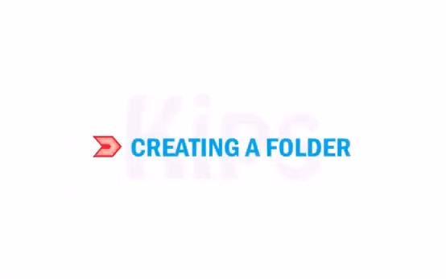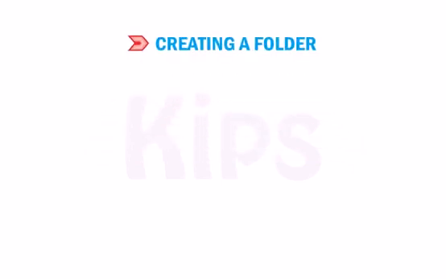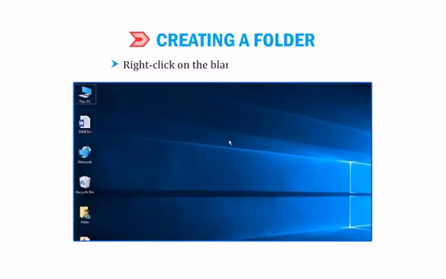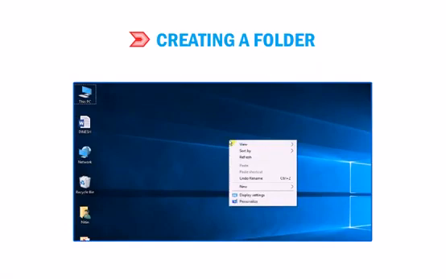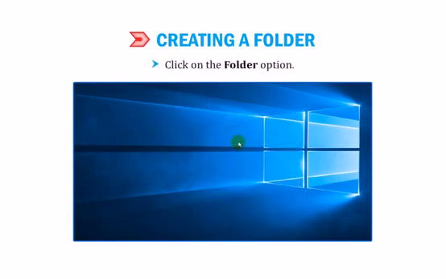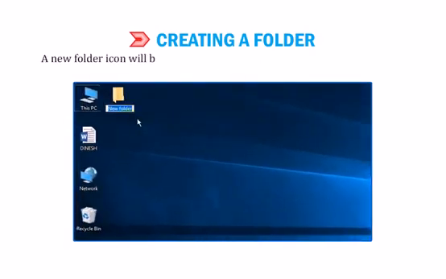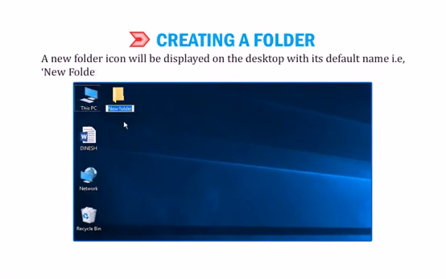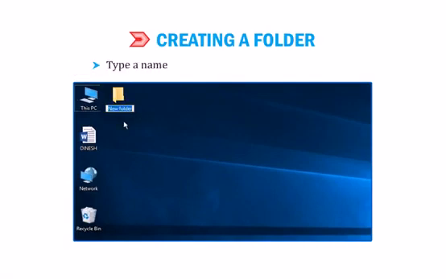Students, now let us learn about creating folder. Right-click on the blank area of the desktop. A shortcut menu appears. Place the pointer on the new option. A list of sub-options appears, which is called cascading menu. Click on the folder option. A new folder icon will be displayed on the desktop with its default name, that is, new folder. Type a name for the folder and press the enter key.